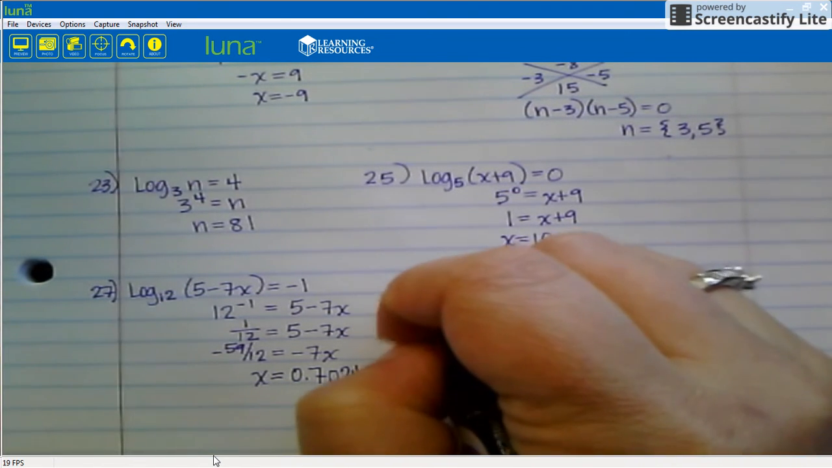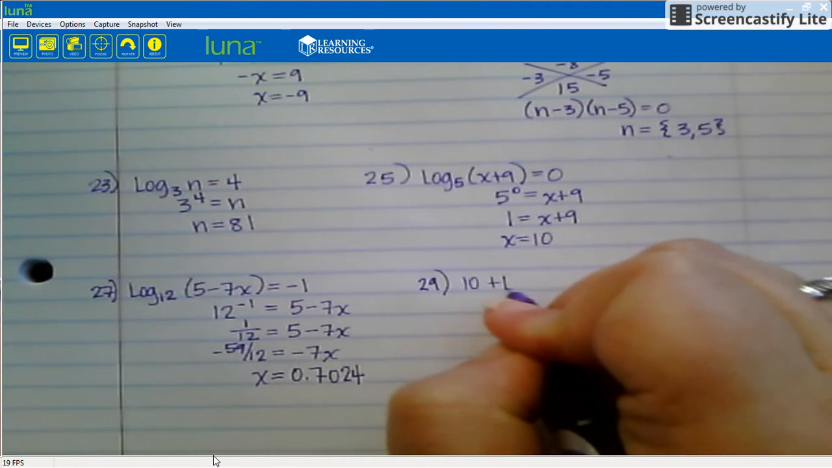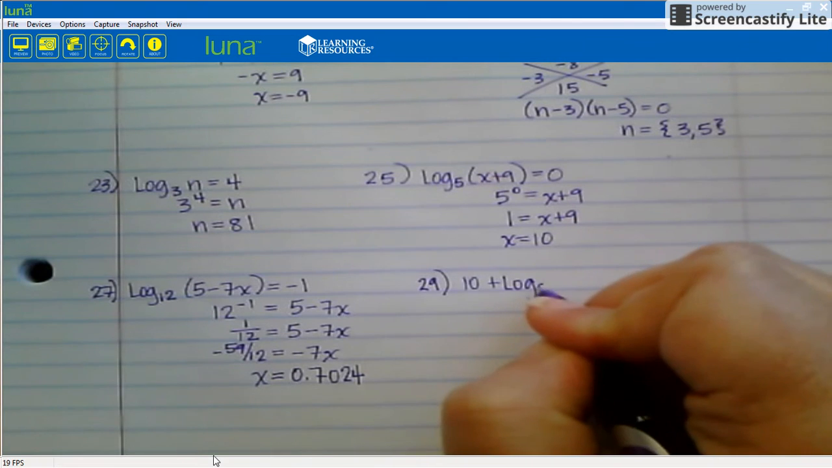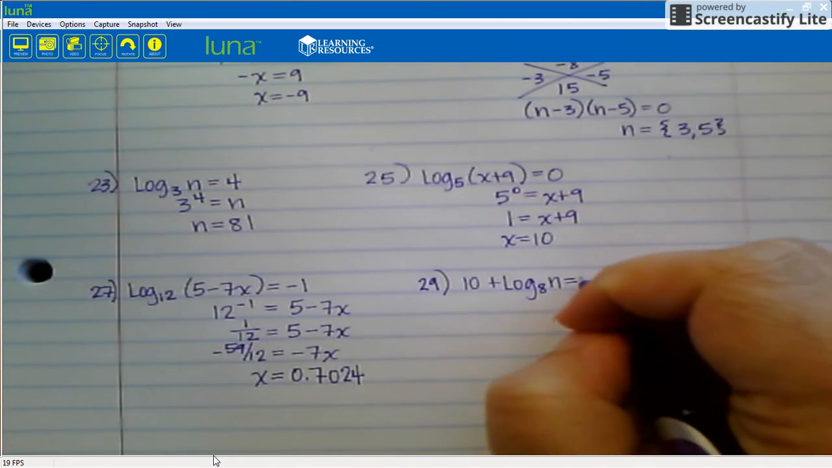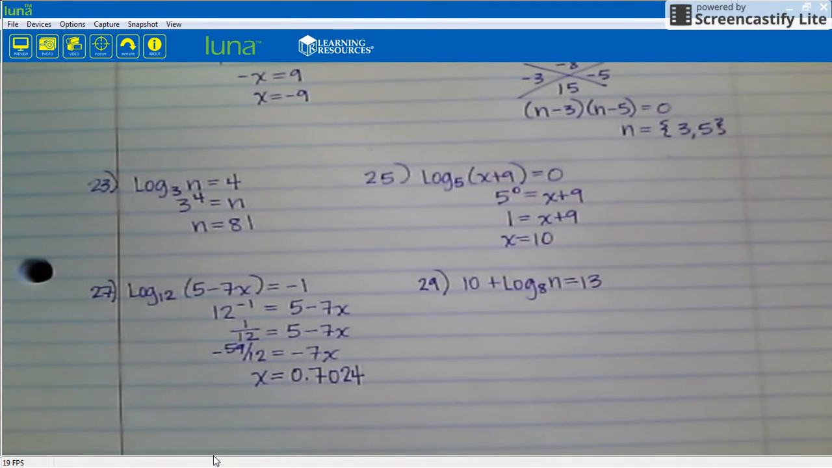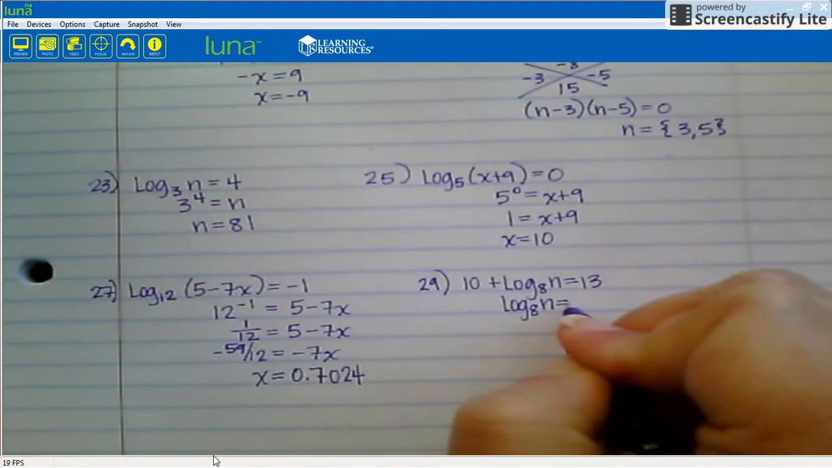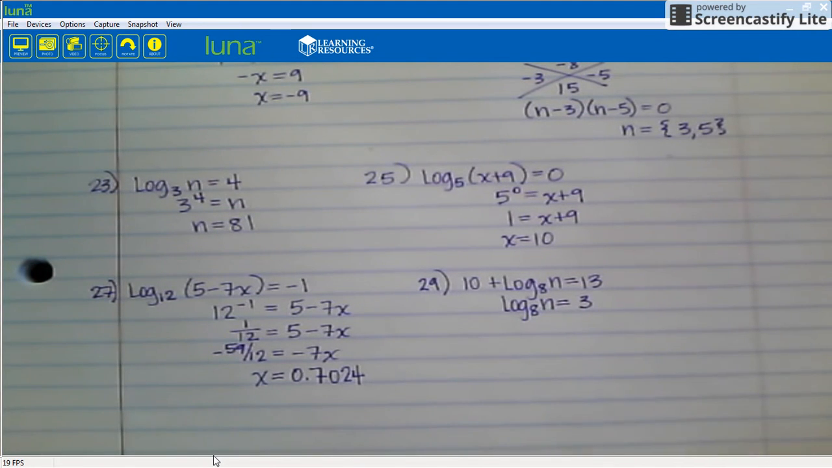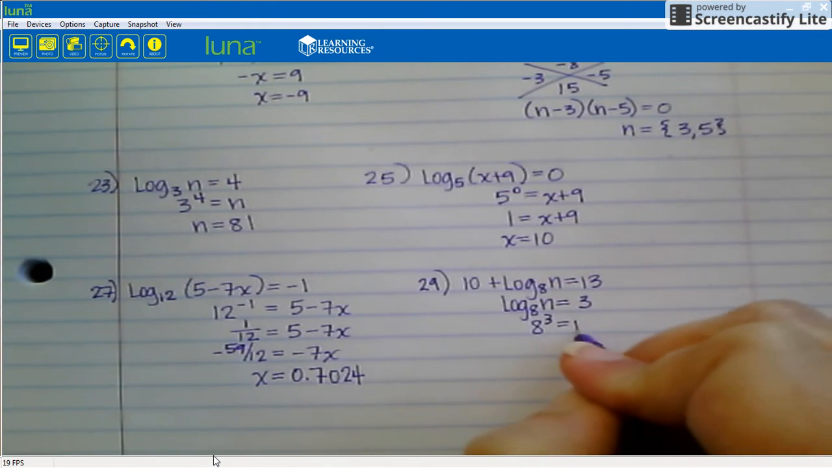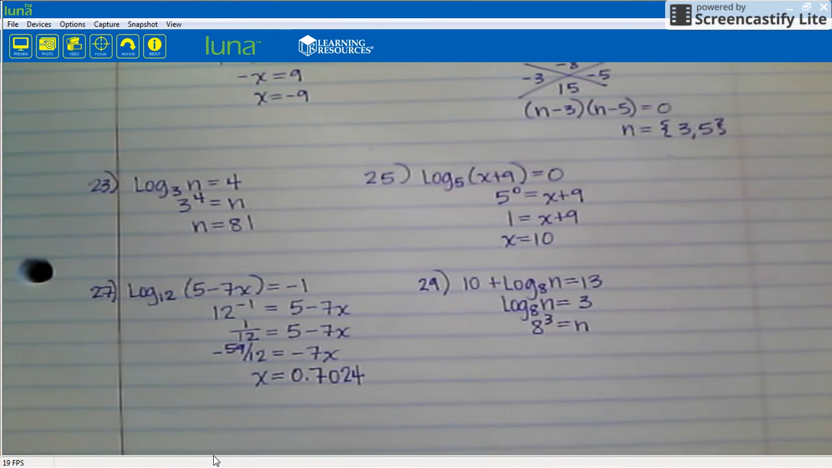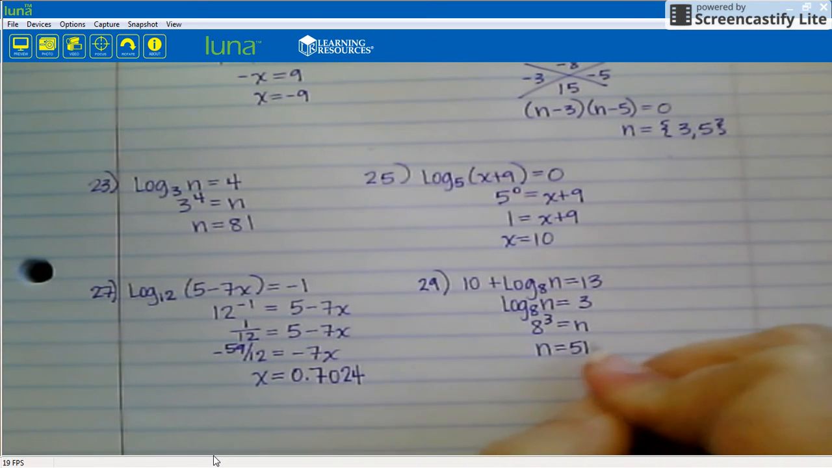In number 29, we have 10 plus the log base 8 of n is equal to 13. So I'm going to subtract 10 from both sides to isolate my logarithm. So log base 8 of n is equal to 3. And then I exponentiate in order to solve. So I have 8 to the third power is equal to n. And n is equal to 512.